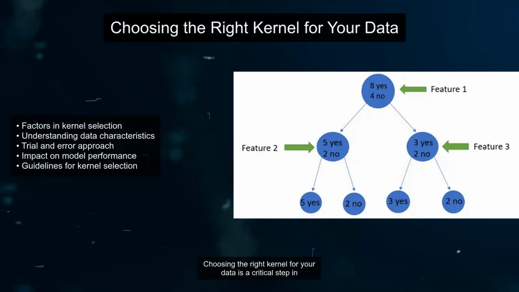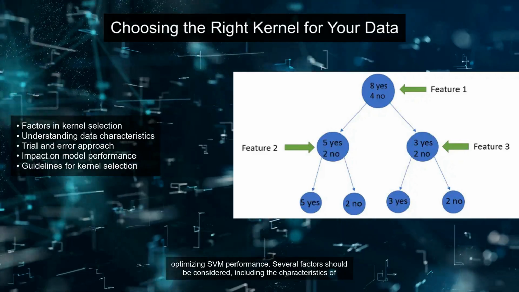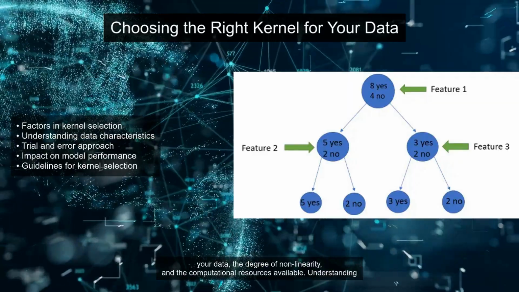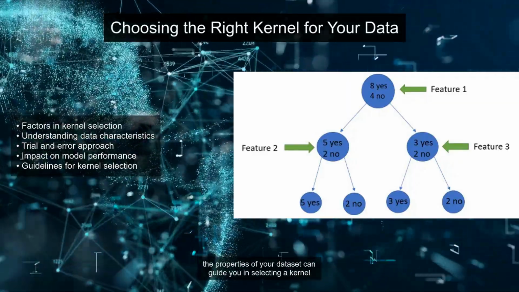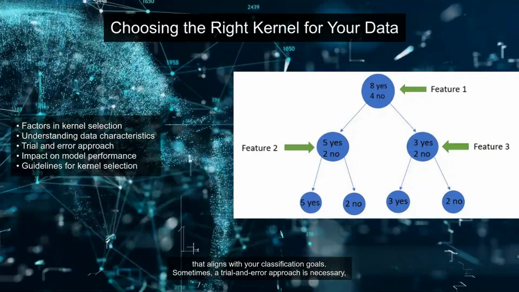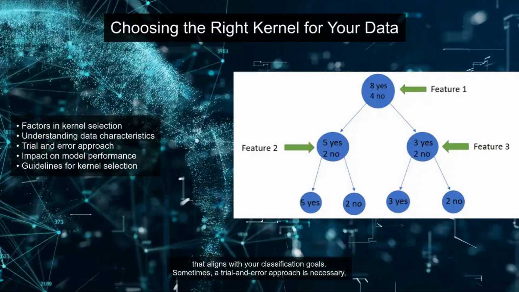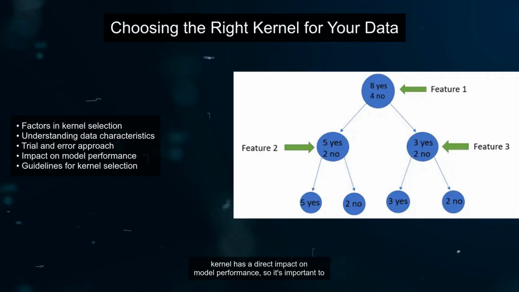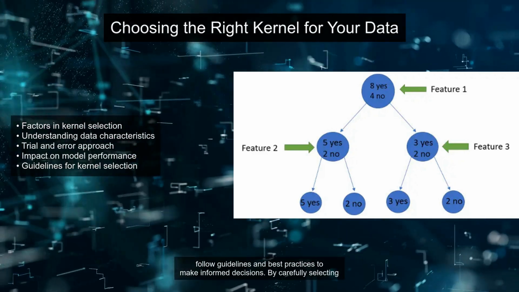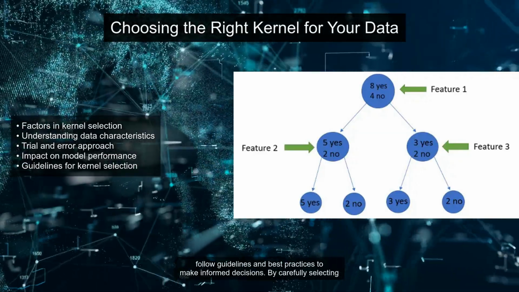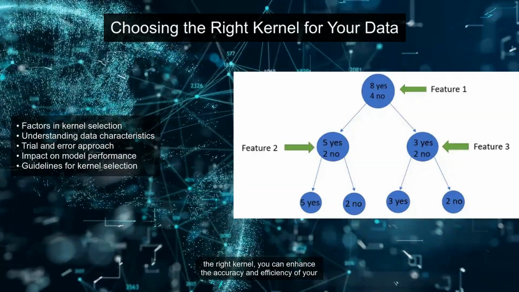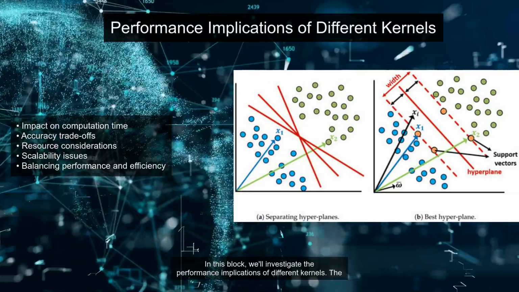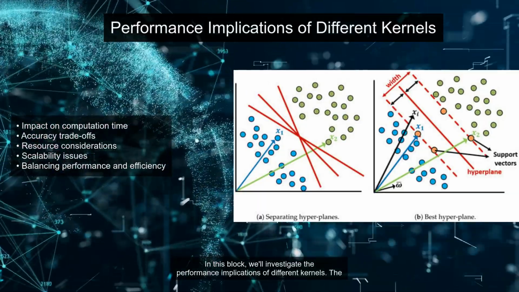Choosing the right kernel for your data is a critical step in optimizing SVM performance. Several factors should be considered, including the characteristics of your data, the degree of nonlinearity, and the computational resources available. Understanding the properties of your dataset can guide you in selecting a kernel that aligns with your classification goals. Sometimes, a trial and error approach is necessary, experimenting with different kernels to find the best fit. The choice of kernel has a direct impact on model performance, so it's important to follow guidelines and best practices to make informed decisions. By carefully selecting the right kernel, you can enhance the accuracy and efficiency of your SVM model.